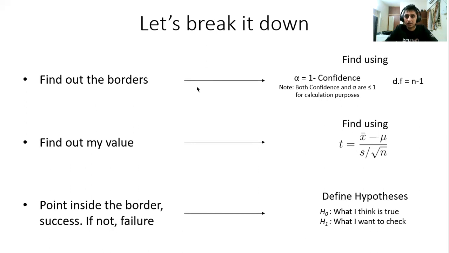Now, alpha is 1 minus confidence. So if someone says that I want to say something with 90% confidence, then alpha would be 1 minus 90%. 90% is represented as 0.9. So alpha is 0.1. That is how alpha is represented, and that is how confidence interval is represented. So these are the three things that you primarily need to test the hypothesis. Your aim is to test the hypothesis here using the t-test.